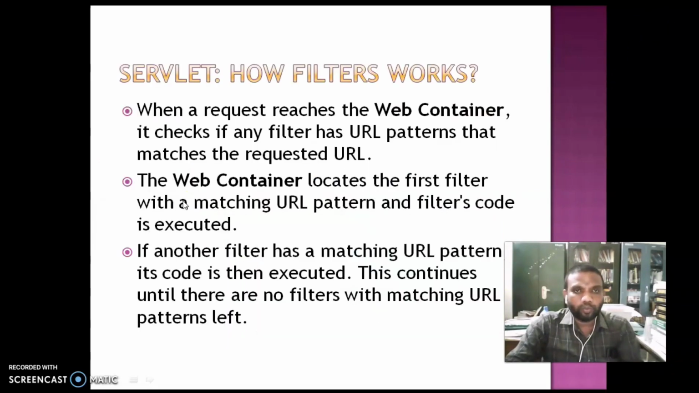Now, how do filters work? When a request reaches a web container, it checks if any filter has a URL pattern that matches the requested URL. The web container locates the first filter with a matched URL pattern and the filter code is executed. After completing the filter code, it enters the next filter and the next filter, and at the last it enters into the servlet program. In a similar way, the post-processing of the response happens too. So this is the basic working procedure of filters.